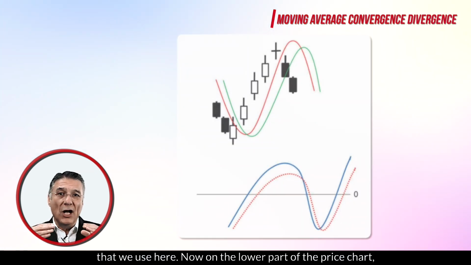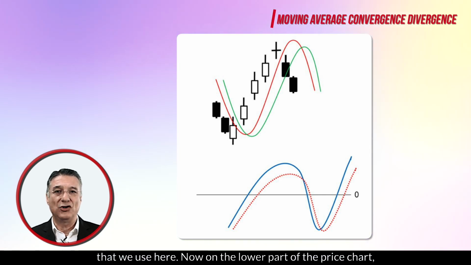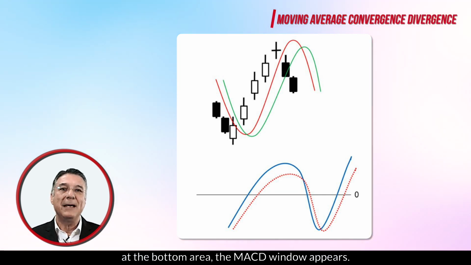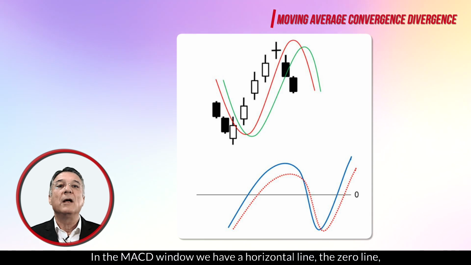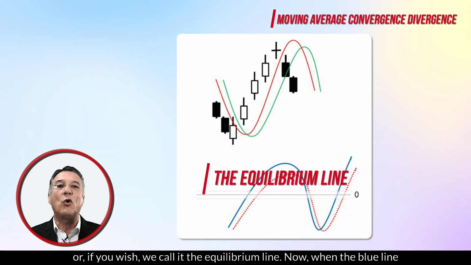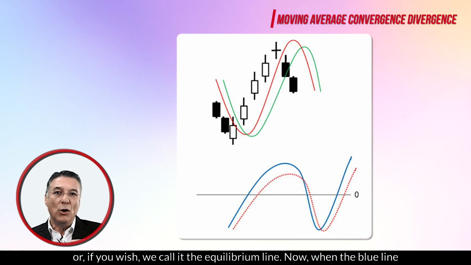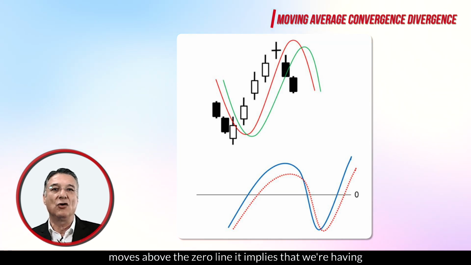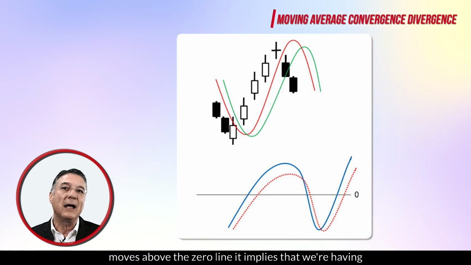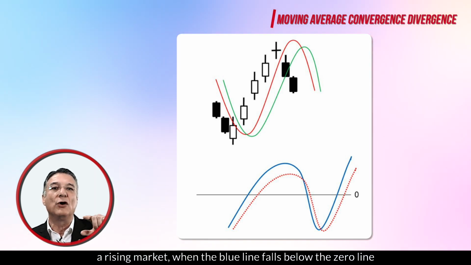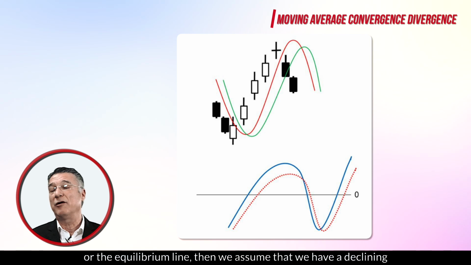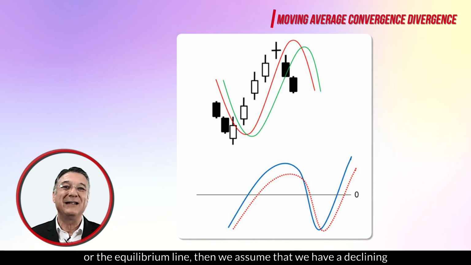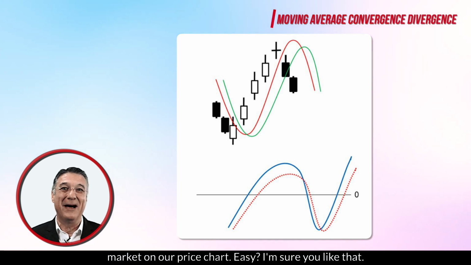Now, on the lower part of the price chart, at the bottom area, the MACD window appears. In the MACD window, we have a horizontal line, the zero line, or if you wish, we call it the equilibrium line. Now, when the blue line moves above the zero line, it implies that we are having a rising market. When the blue line falls below the zero line or the equilibrium line, then we assume that we have a declining market on our price chart. Easy? I'm sure you like that.